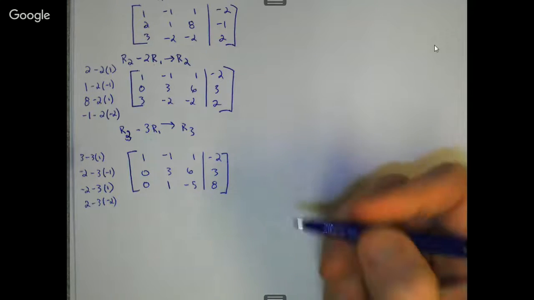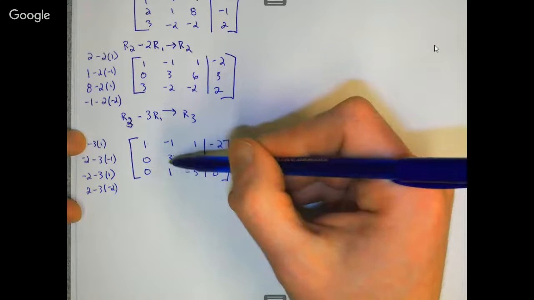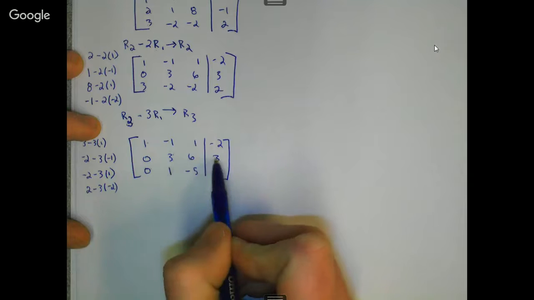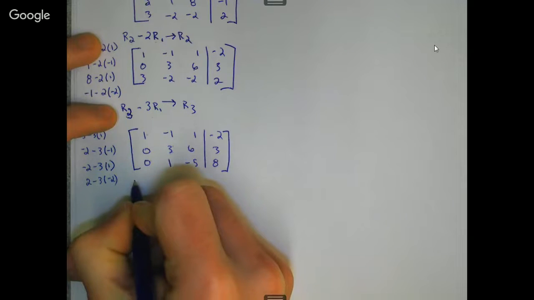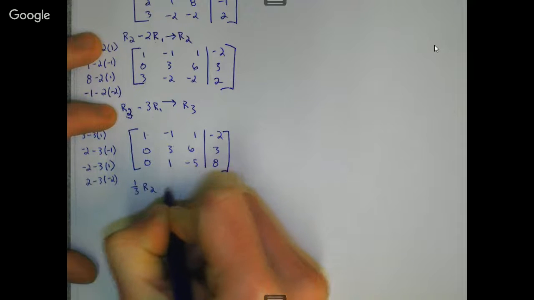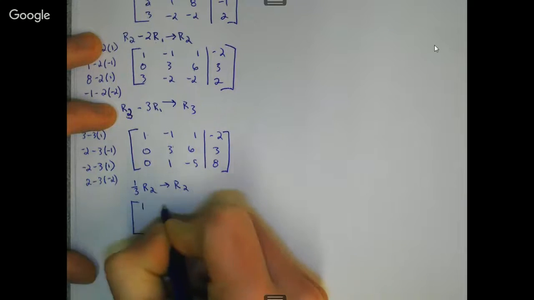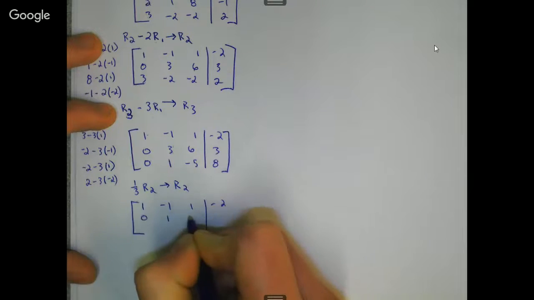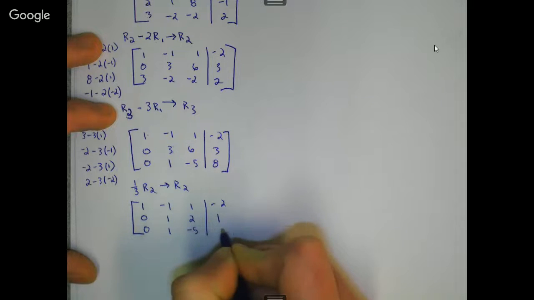Okay, so now I've got a 1 and zeros here. I need a 1 here. Now, if you look here, I can just take these and divide them by 3 to get my 1 there. So we'll take 1/3 row 2, and we'll put it back into row 2. So it's 1, -1, 1, -2, 0, 1, 2, 1, and 0, 1, -5, 8.